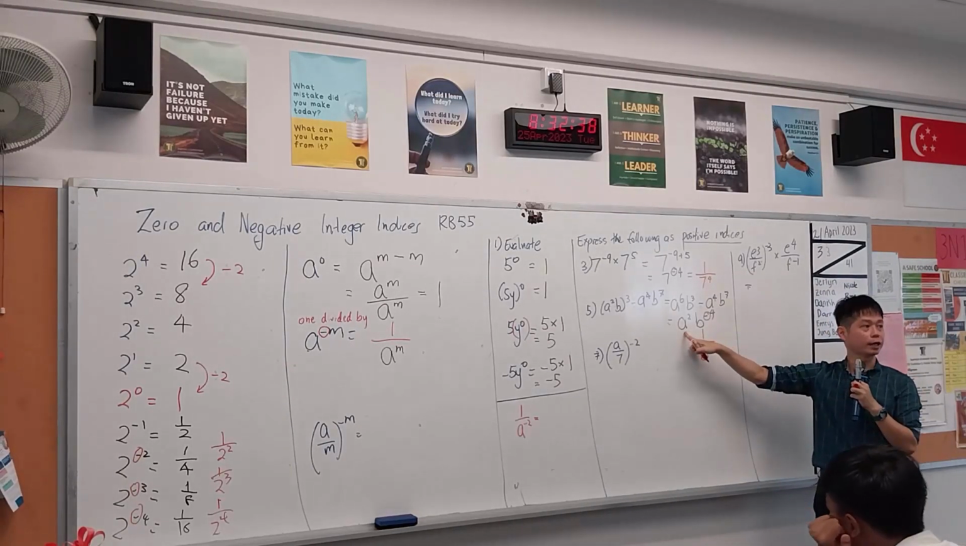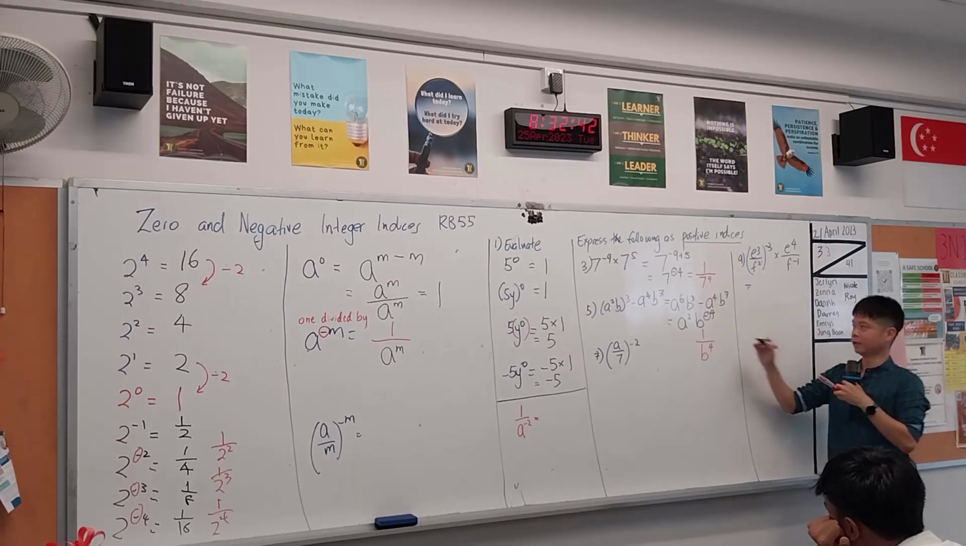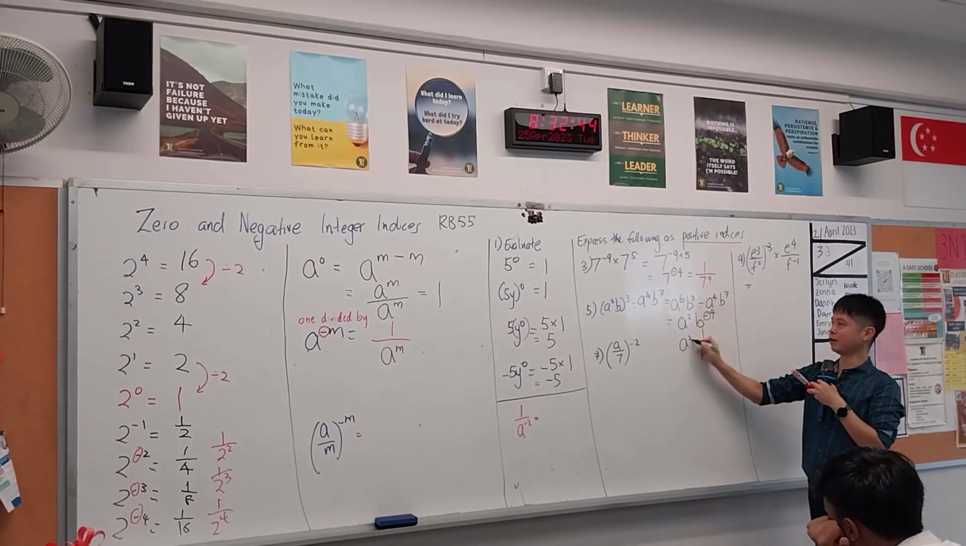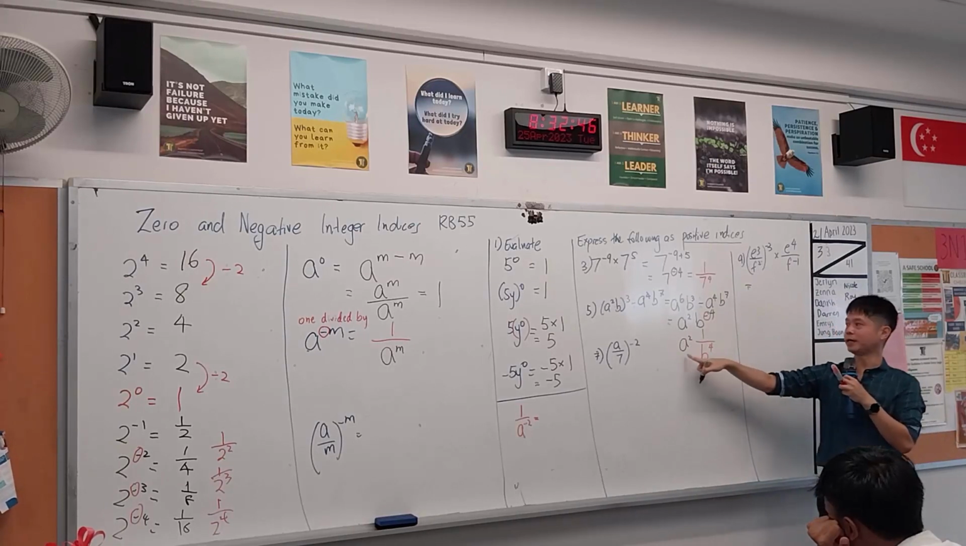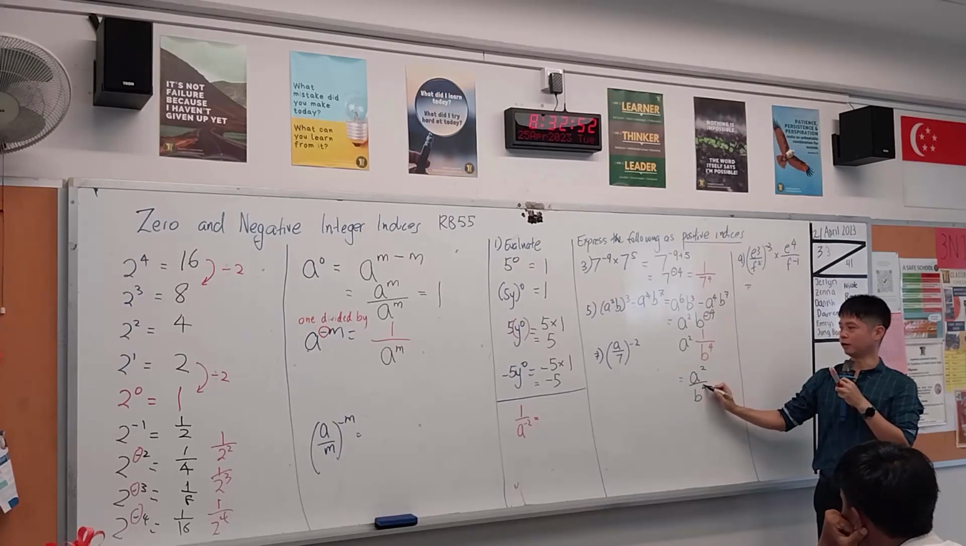But I have an A square, right? So where do I put the A square? I can put it here, there's an A square here, right? But if you write it like that, it looks very ugly, right? So how do I make it nicer? A square over B power 4.